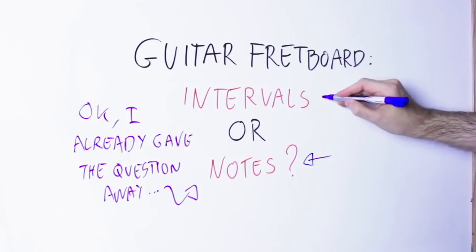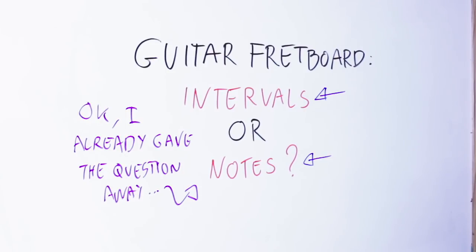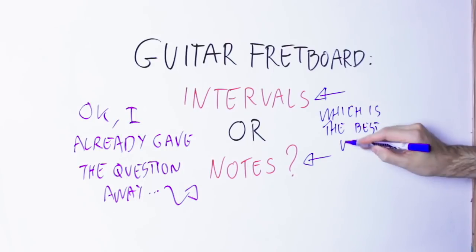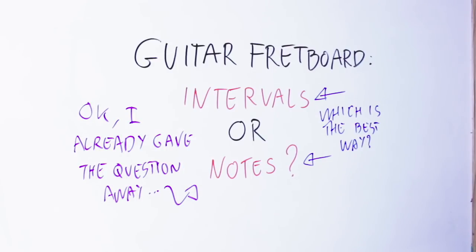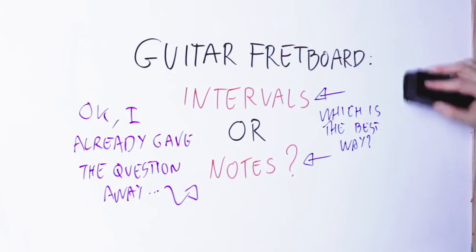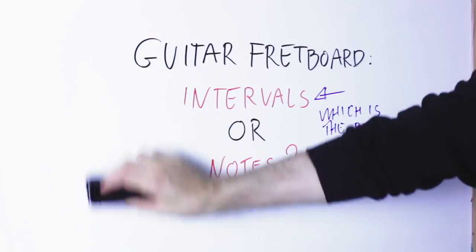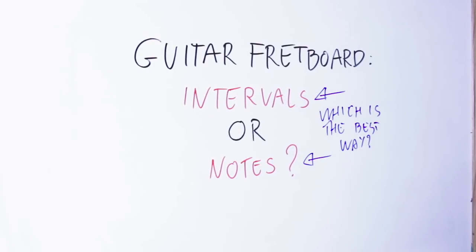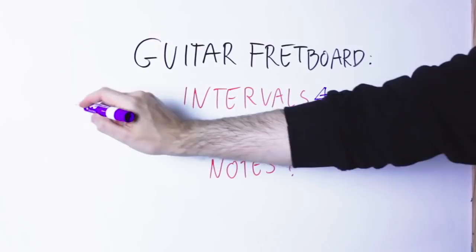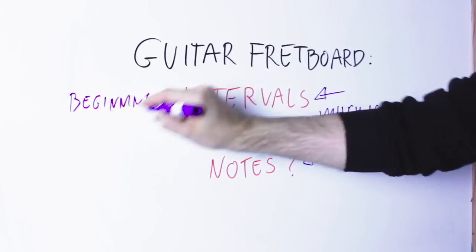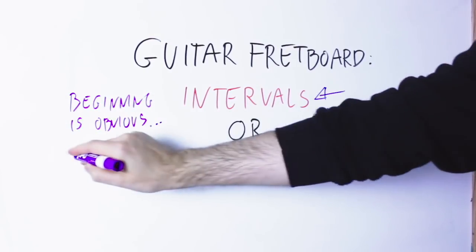The question is, if I am finding a scale or chord or anything else on my guitar fretboard, do I find it by searching for the single notes A, B, C, D, E, F, G, etc., or do I find it by using intervals and patterns? You may also notice that I raised a similar question in one of my recent videos about how to learn all the notes on the fretboard.